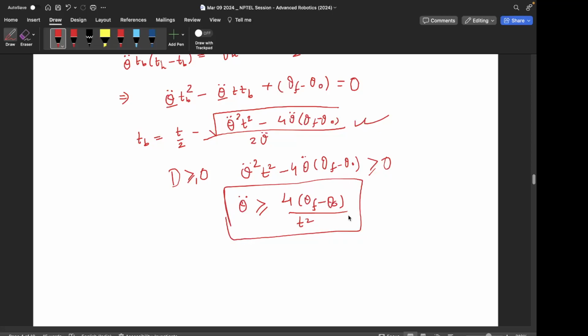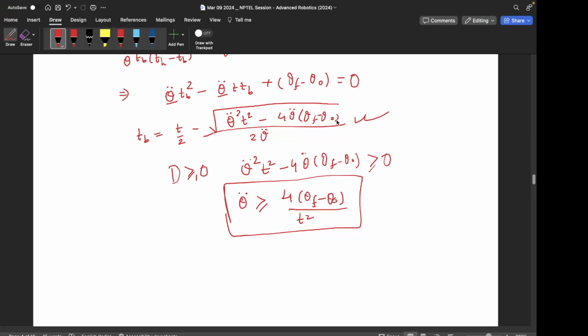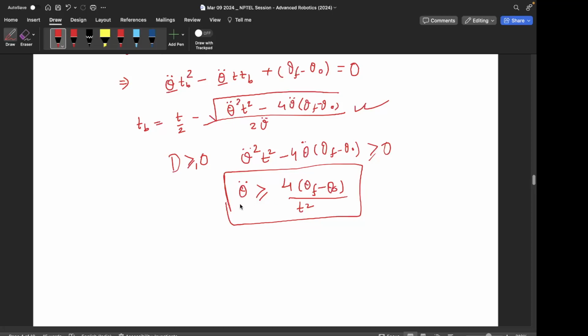So for the spline we get this constraint, right? And the upper limit of theta double dot can be selected using the hardware, right? So motor limits. And if this lower limit itself comes more than the upper limit of the motor, then we would have to change something. Maybe we have to increase time, we have to go slower.